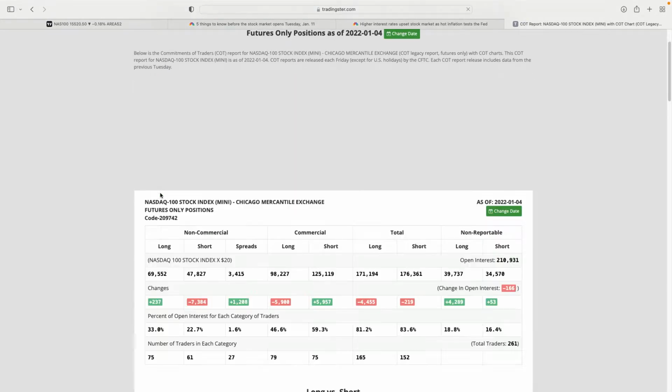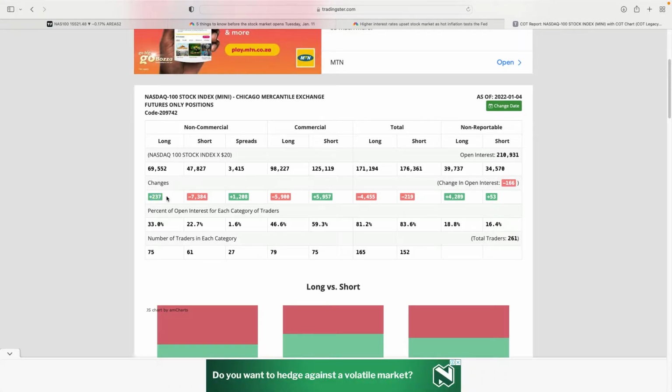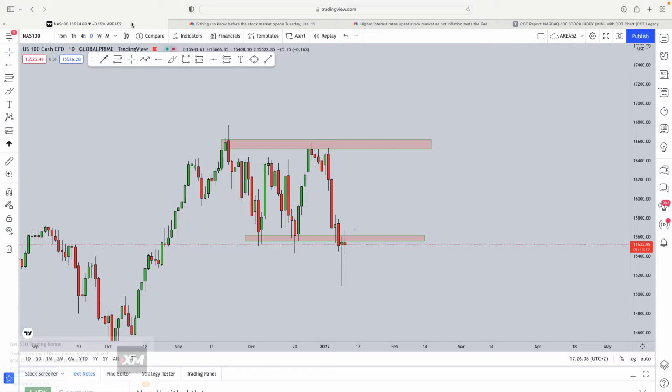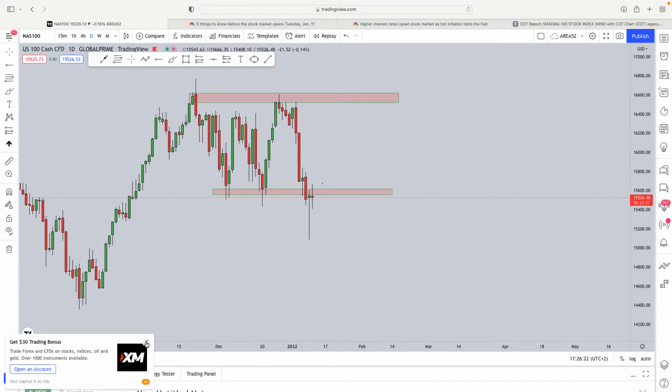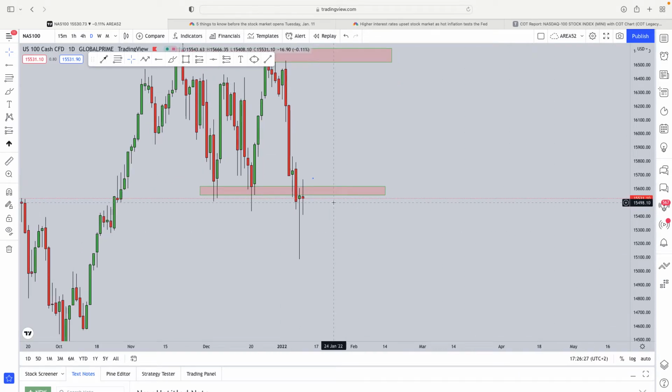Now we can see a base of the report that we received last week. Hedge funds then came back and they added plus 237 long positions, and they closed minus 7,384 short positions, so selling positions. So we can see how the overall longs are sitting at 69,552, and the overall short positions are sitting at 47,827. And this was one of the reasons why we saw this massive pullback happen in the market.